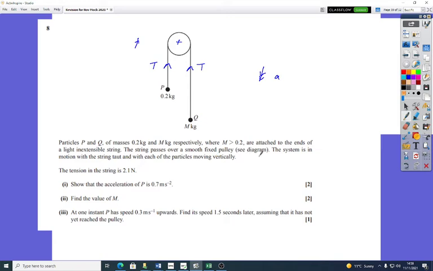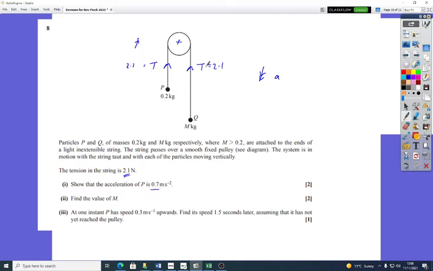So we go through that. That's just telling us no other weight, motion as it's going through. Now it tells you that the tension is 2.1. Show that the acceleration is 0.7.